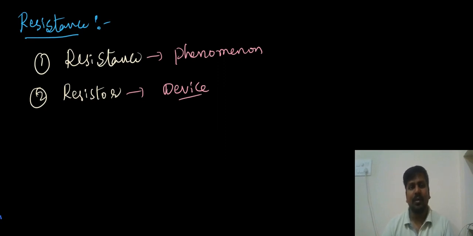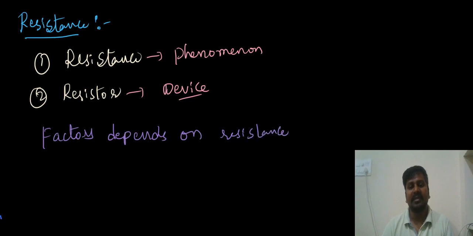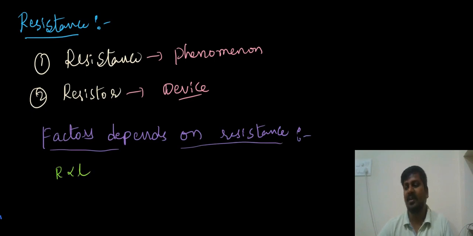So what are the factors that resistance depends on? One is the length of the conductor. R is directly proportional to the length of the conductor.